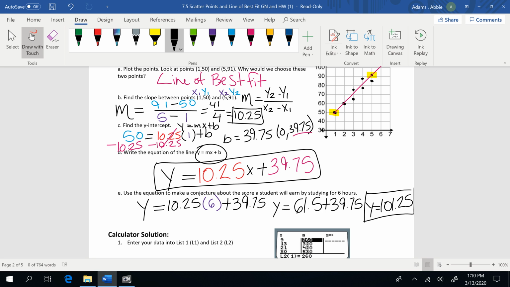Alright guys, now it's your time to try a problem. So go to the next step and complete the required work for the data set.